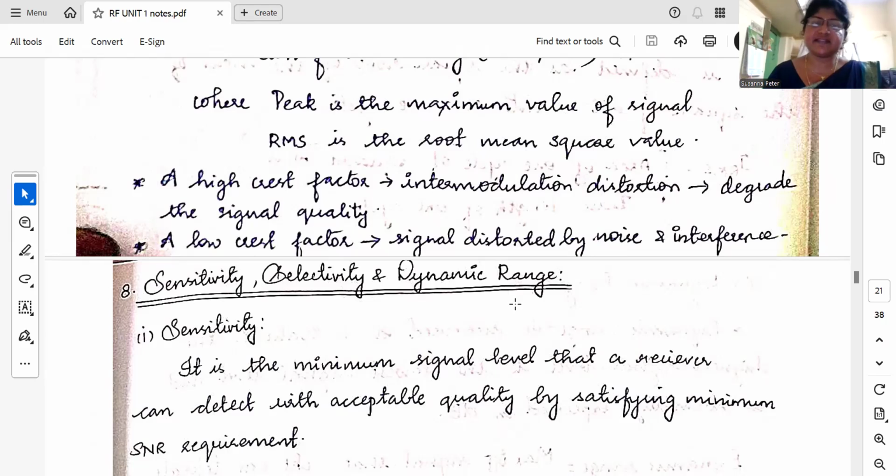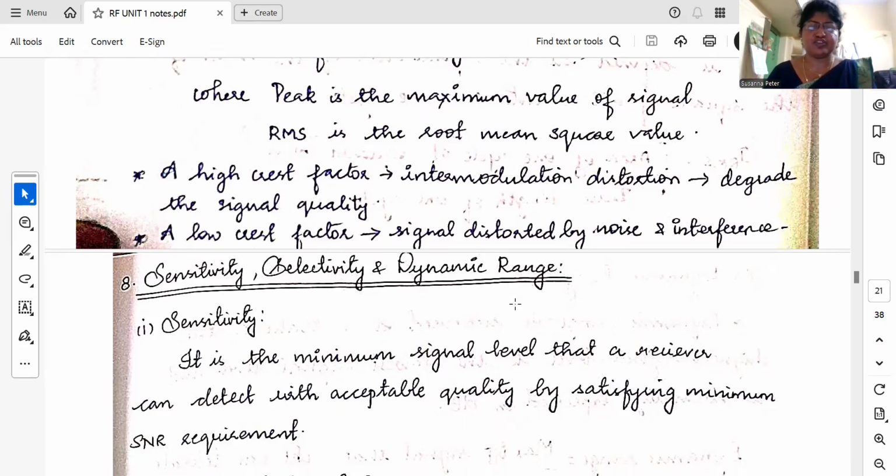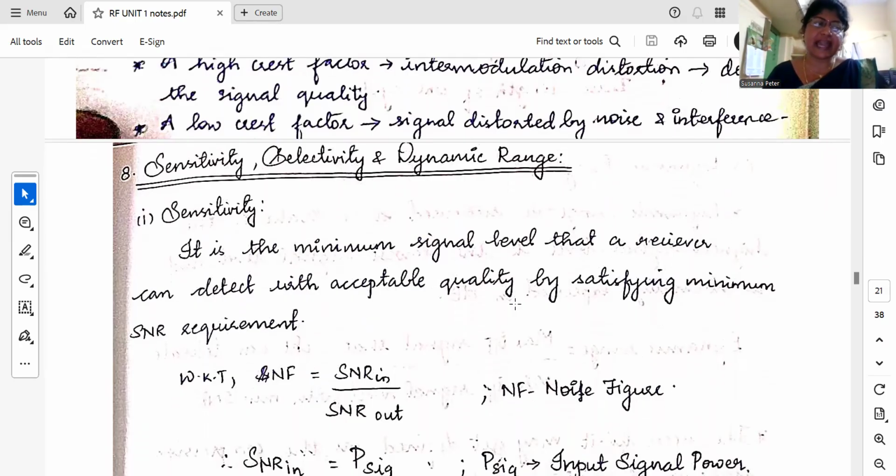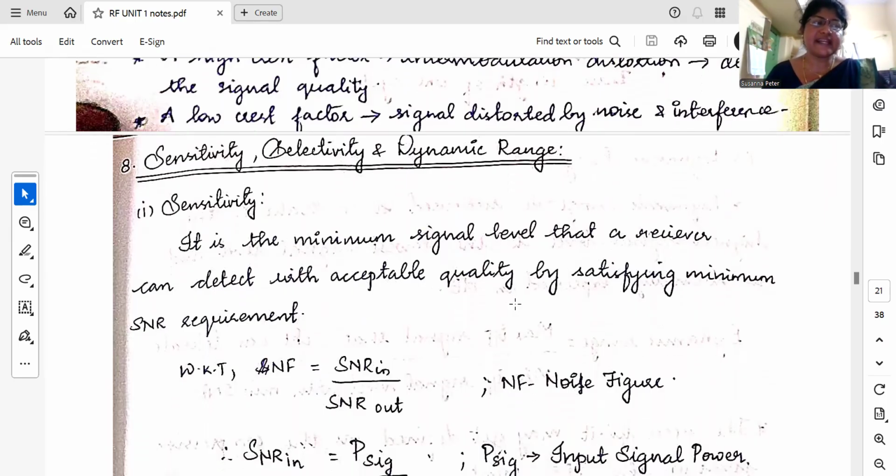Next, let us move on to sensitivity, selectivity, and dynamic range. Sensitivity in RF systems. Sensitivity refers to the minimum input signal level that a receiver can detect with acceptable performance. The device should perform well also, but it is the minimum input signal level. It is usually defined in terms of bit error rate, signal to noise ratio, or output signal quality.